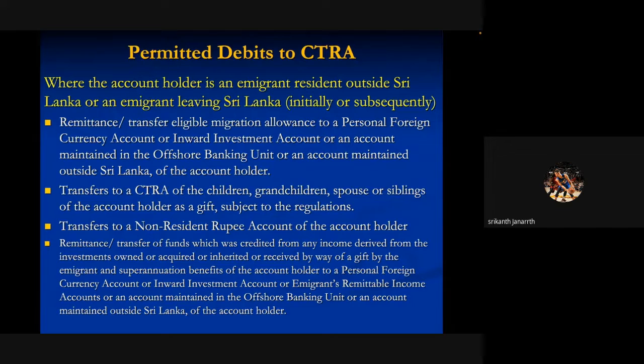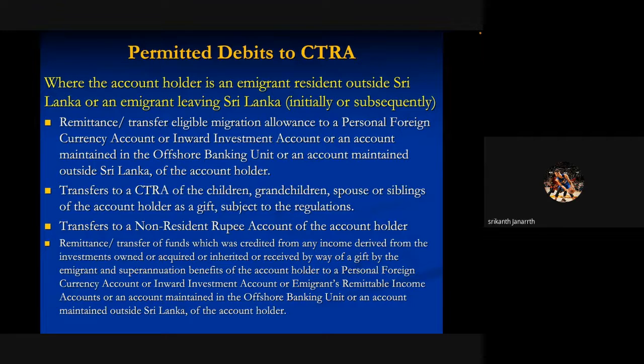Okay. Now we are looking at the permitted debits to the CTR account. What are the debits to the CTR account? Where the account holder is an immigrant resident outside Sri Lanka, or an immigrant leaving Sri Lanka initially or subsequently. So remember, initially or subsequently means he can leave the first time, or after that he goes there and comes back and goes there again. There are people who go there first on a TR, get the PR, then come back here, then subsequently settle everything and go there as permanent. Then they go subsequently. So initially or subsequently can frequently come in. These interchangeable words are used depending on the way they depart, right?